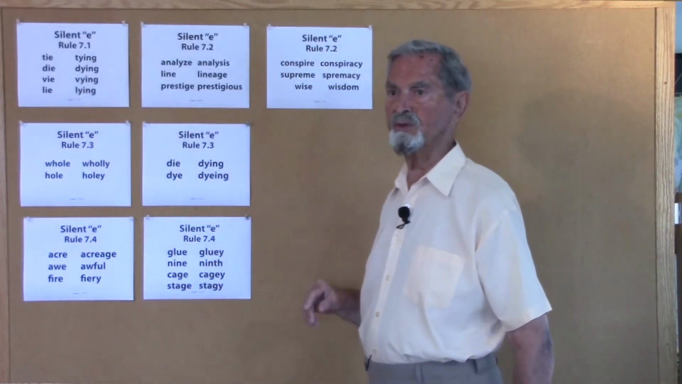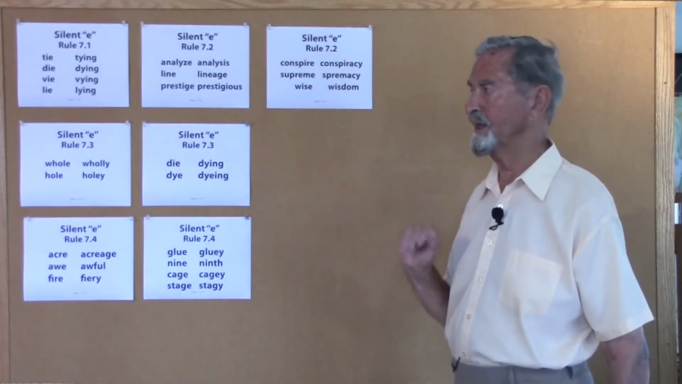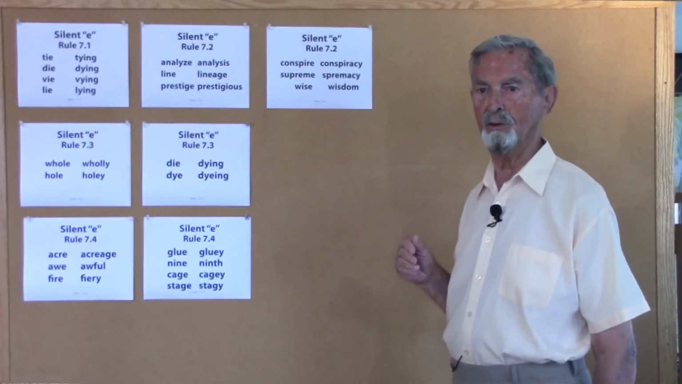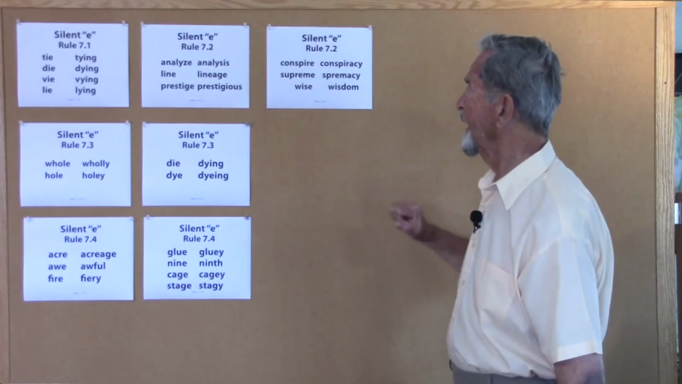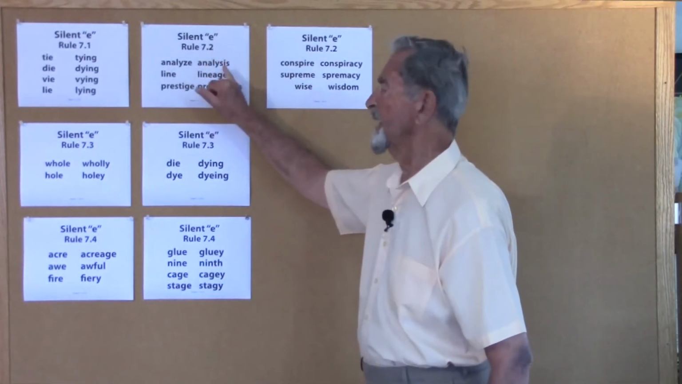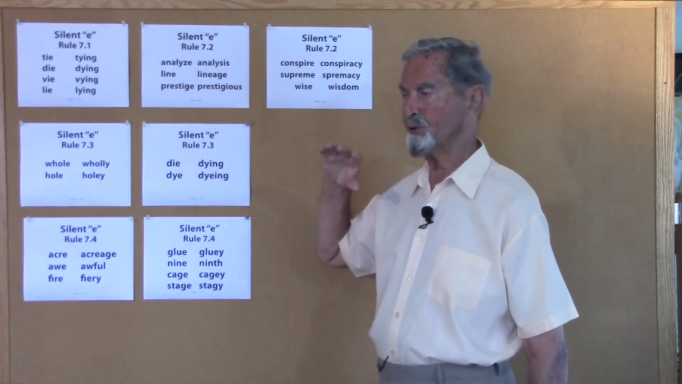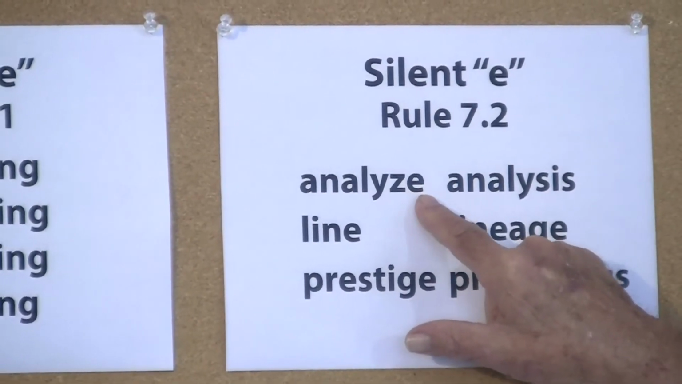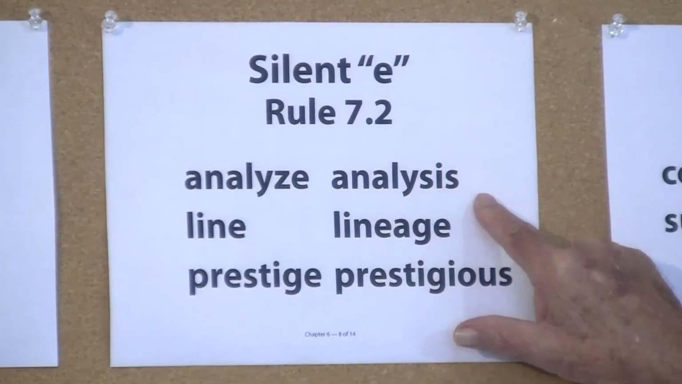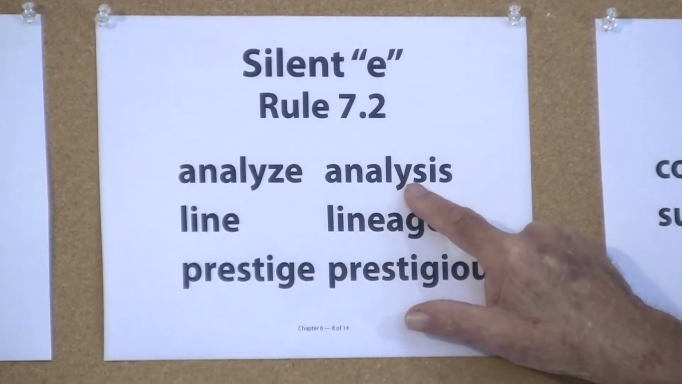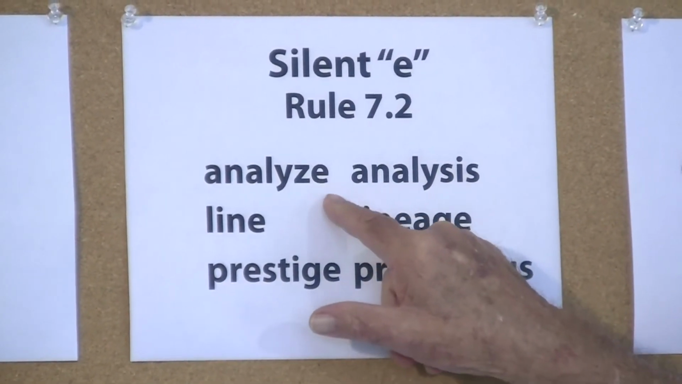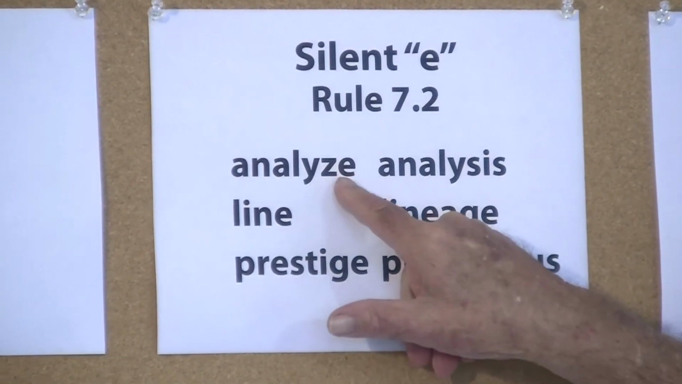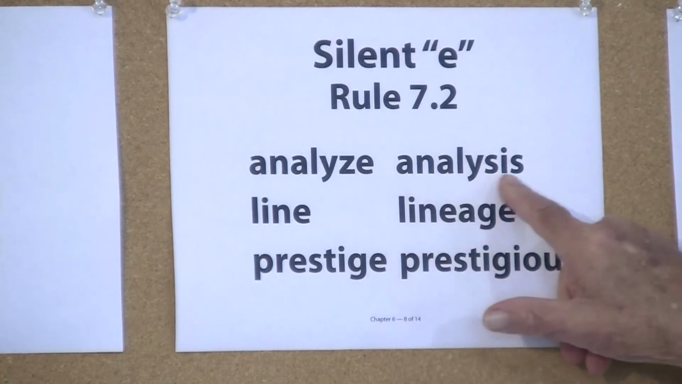There are very few words in the English language that have two I's together. There are words like Hawaii or rabbi. Sometimes there is a change in the pronunciation. Analyze, ending in ZE, analysis. The ZE has now been changed to an S. Analyze, analysis.